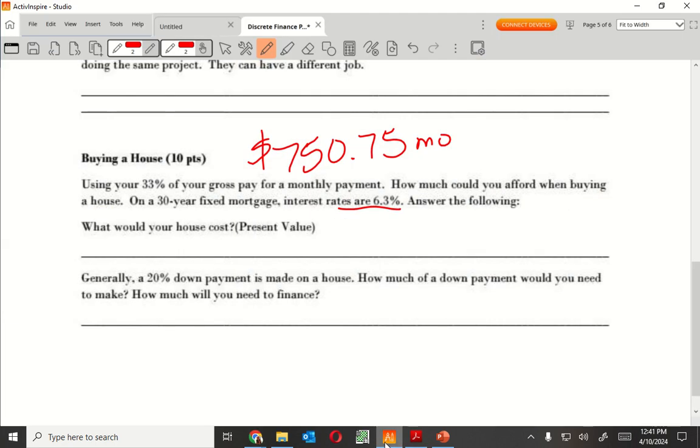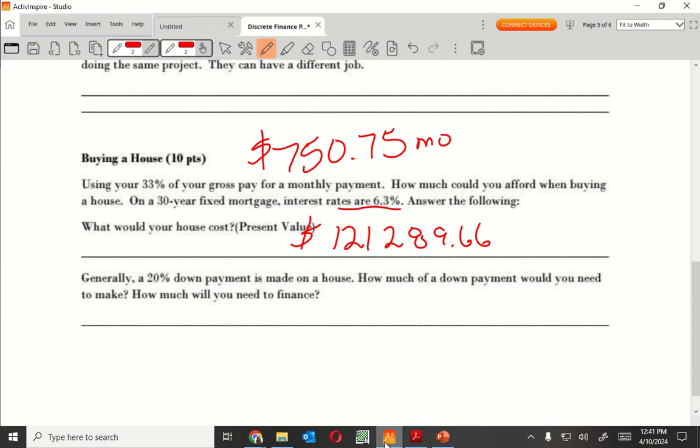That's how much I could afford. All right, thank you. Generally, 20% down payment is made on a house. How much down payment would you need to make? Okay, how much would you need to finance? So, figure out 20% of that.